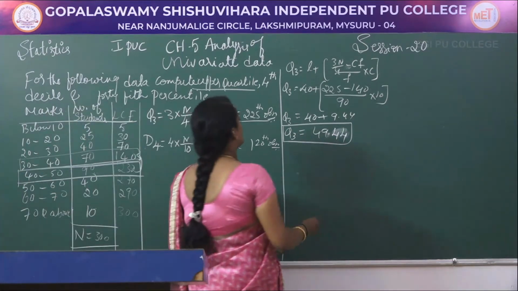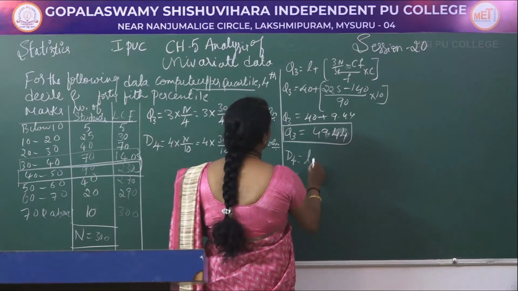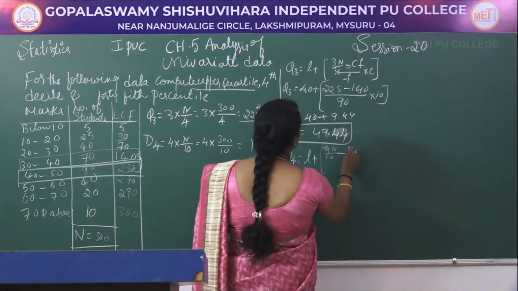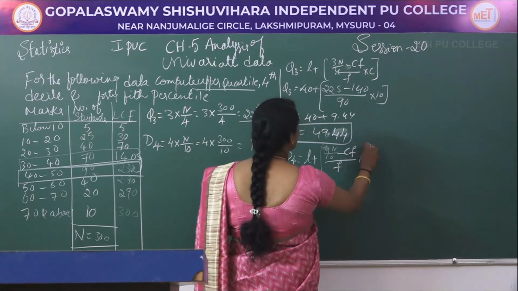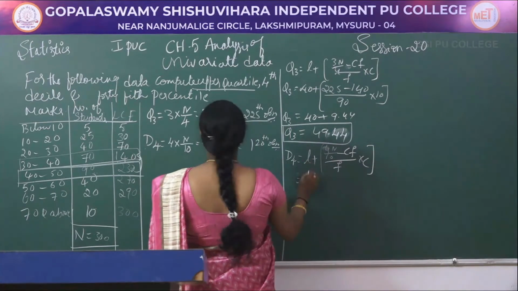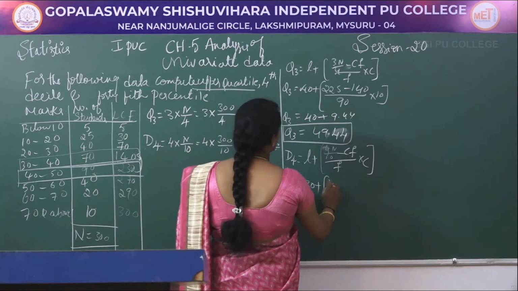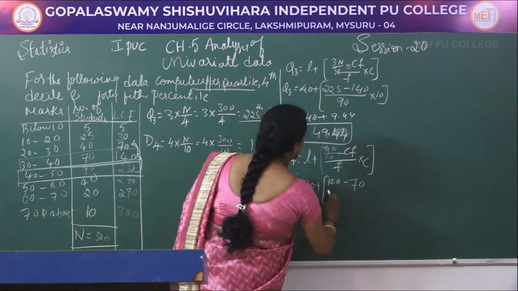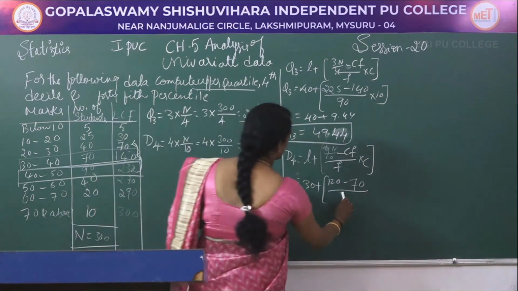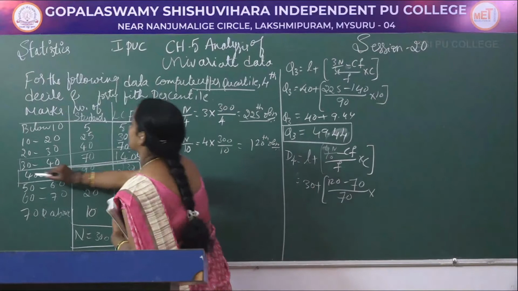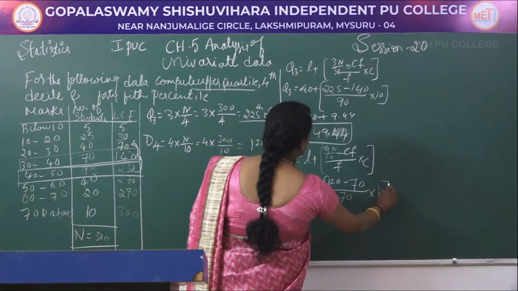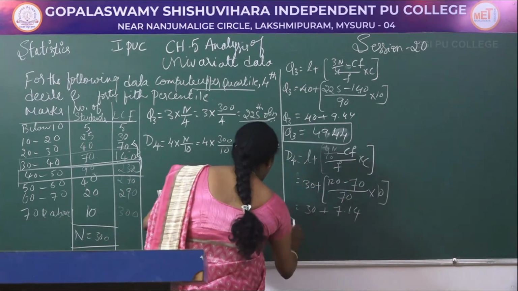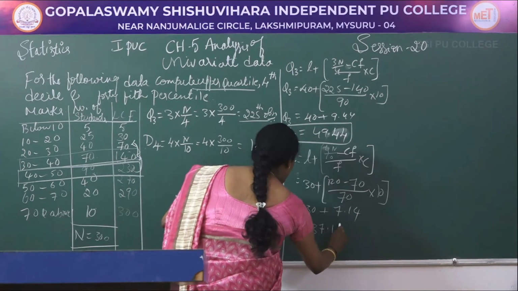Now I will write the formula to find D4. Again it is L plus 4n by 10 minus CF, divided by F, into C. Here the lower limit is 30. This value is 120. CF will be the previous one, that is 70, and the corresponding frequency is also 70. Width of the class interval is 10. So this is 30 plus 7.14, and the D4 value is 37.14.